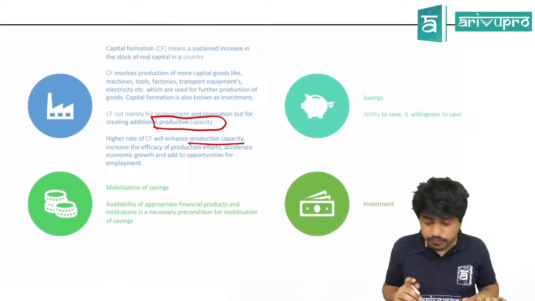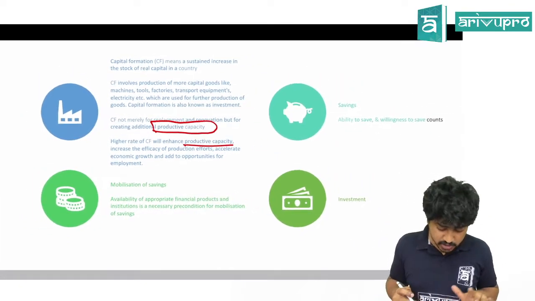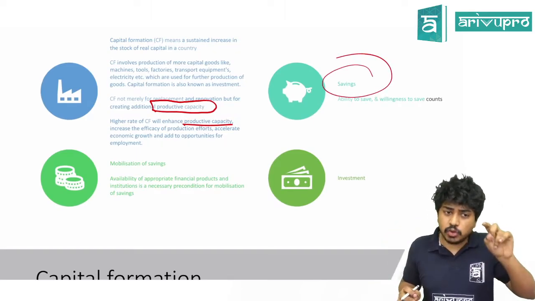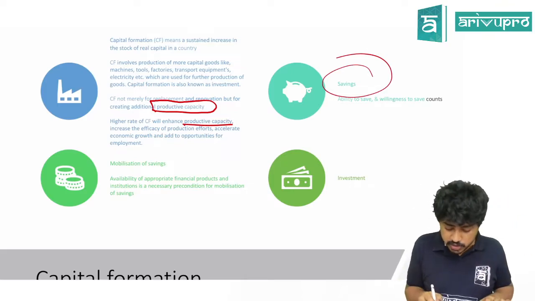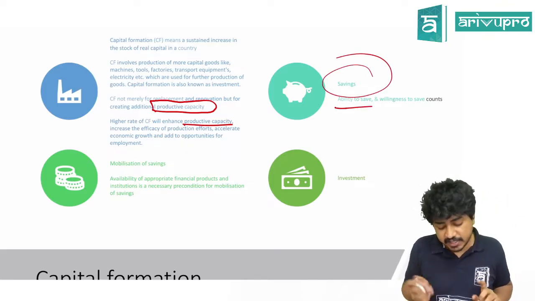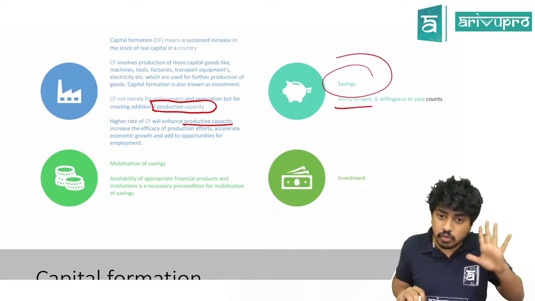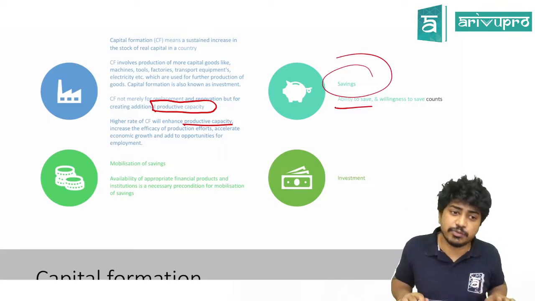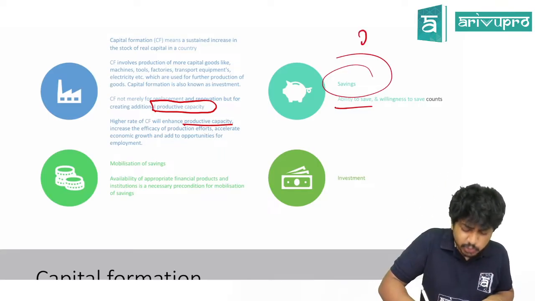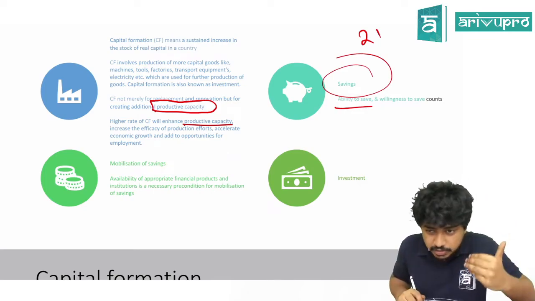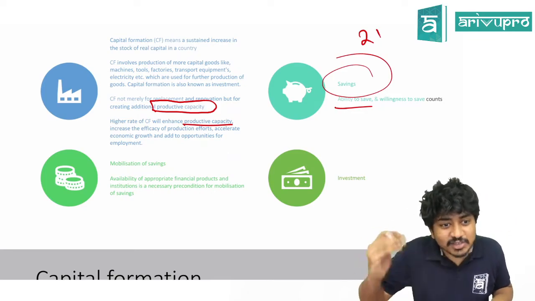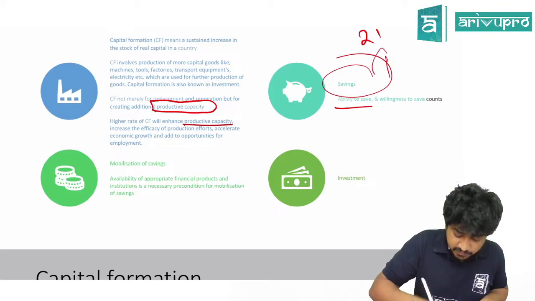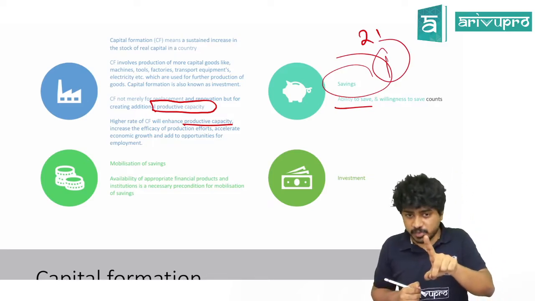So how do you do CF? How do you do capital formation? First is savings. First you have to save. These savings are determined by two aspects. One is your ability to save and second is willingness to save. What is ability first? Let's say you are earning 10,000. How much can you save? Your ability to save is only 2,000, let's say. But the second thing also, you should be willing to save 2,000. So these are two important things. First, you have to save. That's the first step for capital formation.